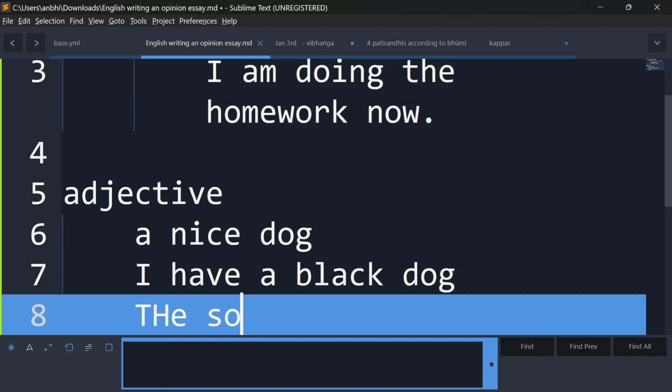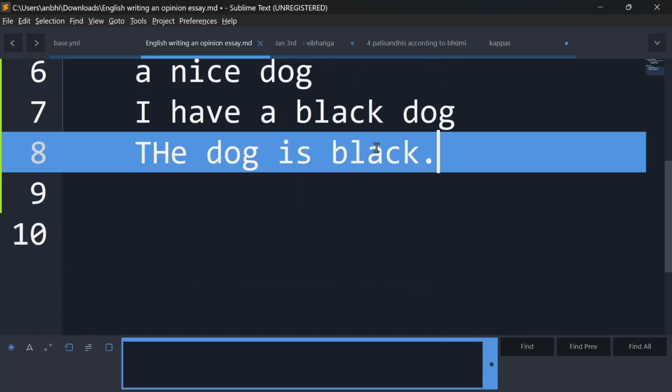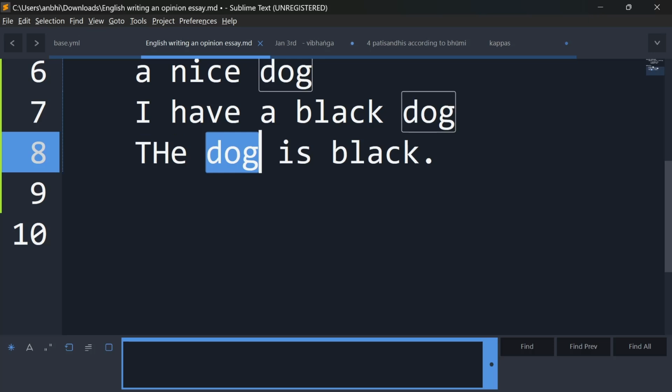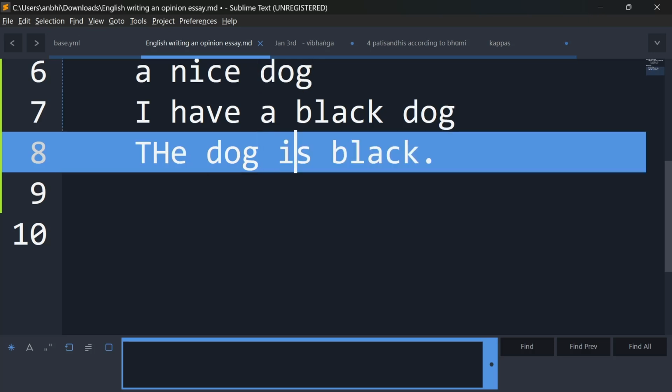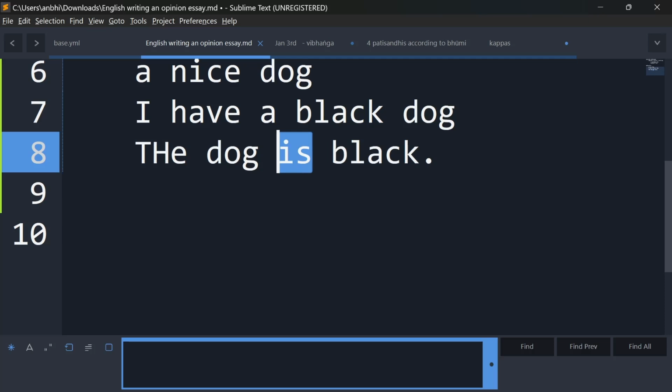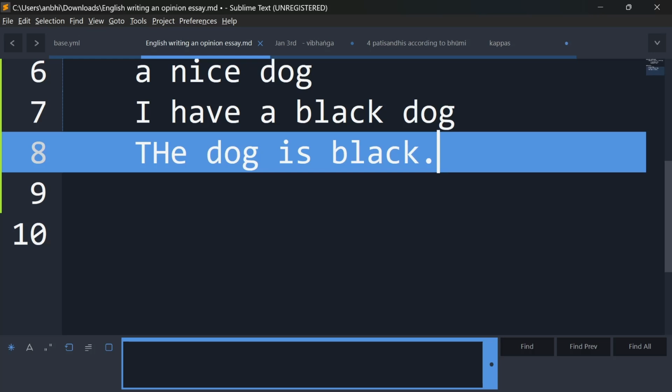For example, the dog is black. The dog is black. So this is an adjective for dog, but it goes after it, you see? And here you have a present, a verb to be. But this is not present continuous.